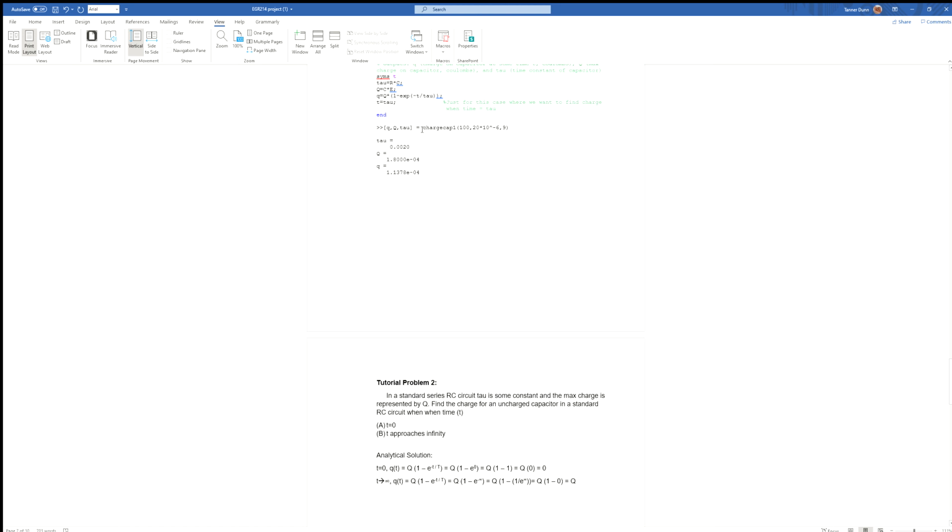We specifically cannot plug in just charge cap. We have to have these values ahead of it so we can get all three instead of just our charge. And then we plug in our 100 ohms, our 20 times 10 to the negative 6, or our 20 microfarads, and then our 9 volts.